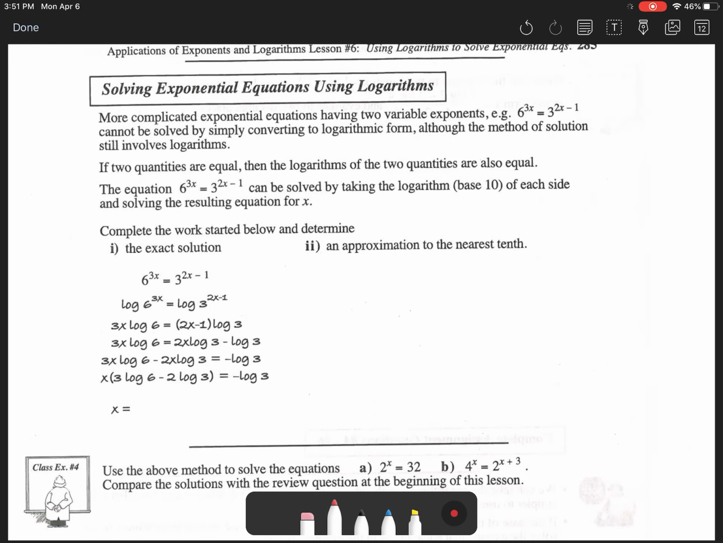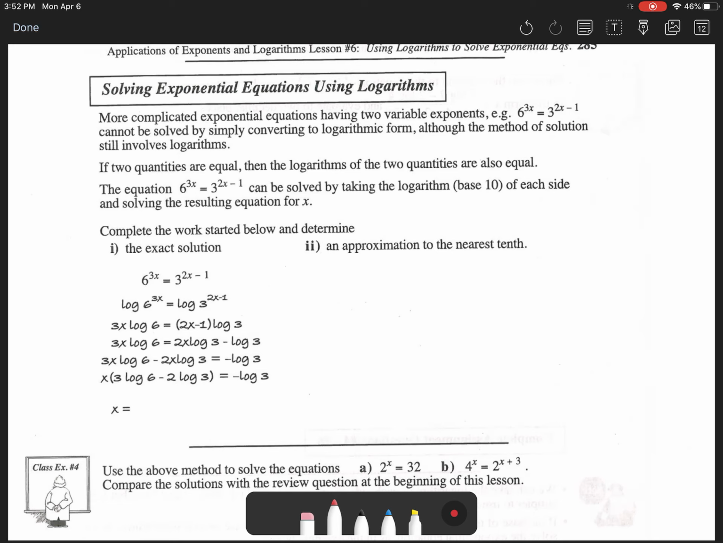Okay, solving exponential equations using logarithms. So this is where it gets a little trickier for sure. And again, I don't think I'm going to post a lesson tomorrow. I'd like you guys to take today and tomorrow to work through this section. It does take a little bit of time, patience, and trust in yourself to make sure that you're doing the process right. And again, any questions, feel free to contact me and I'll help you through it.